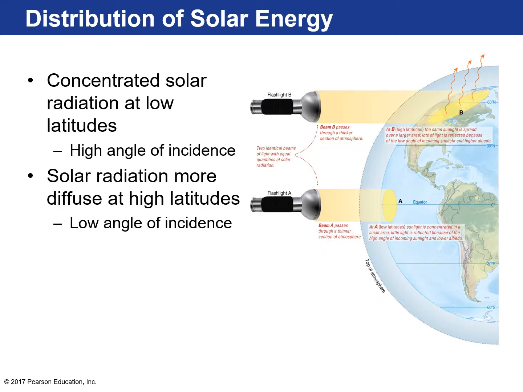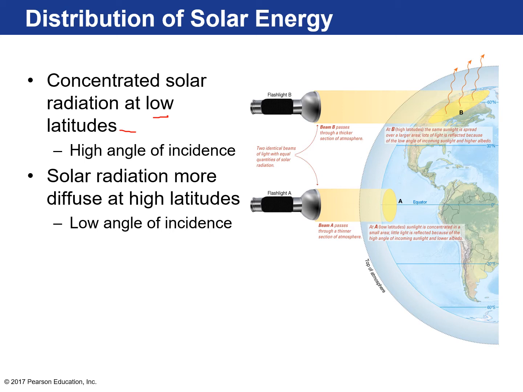Okay, and in addition to the tilting and certain areas of our Earth receiving more or less solar energy depending on where we are in our orbit, there's also an uneven distribution of solar energy based on your latitude. Solar energy is concentrated at lower latitudes because there's a high angle of incidence.